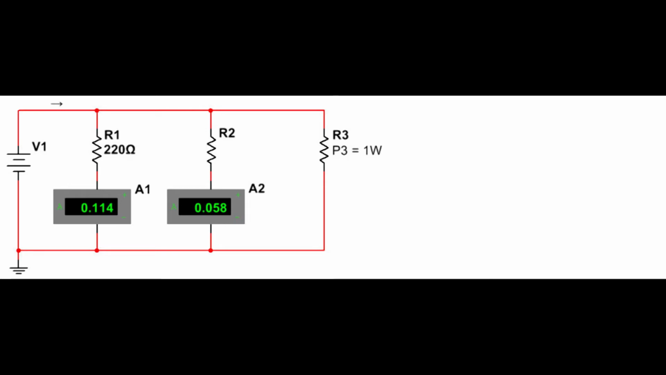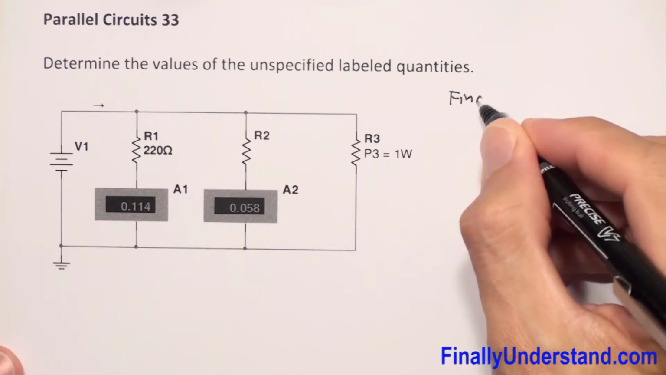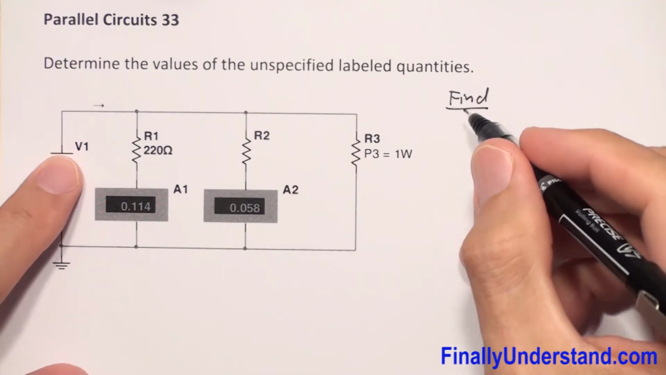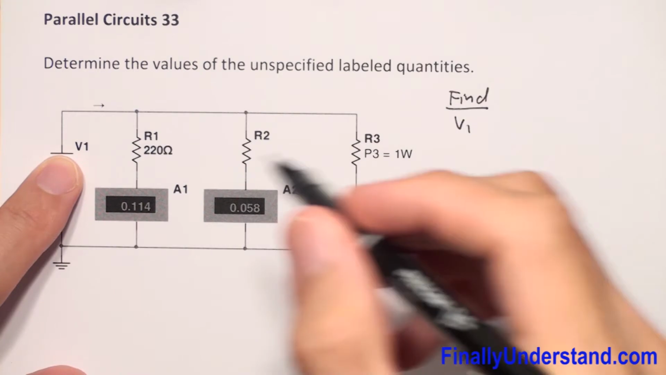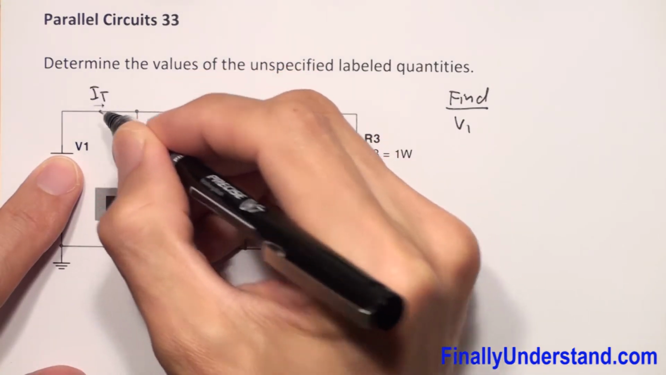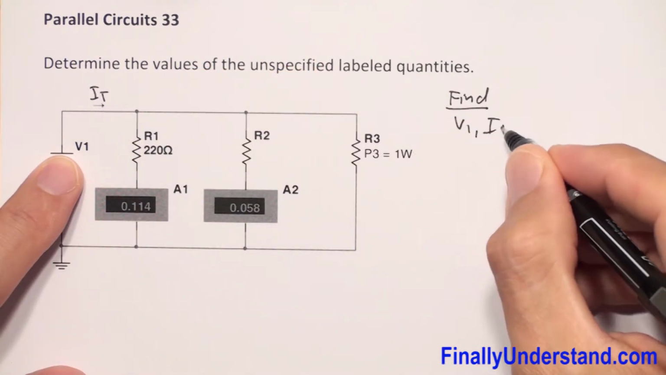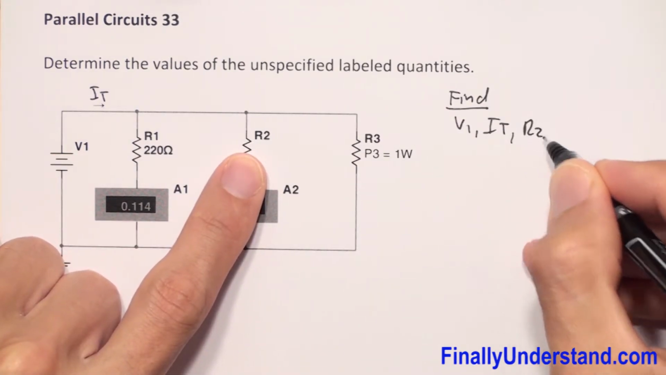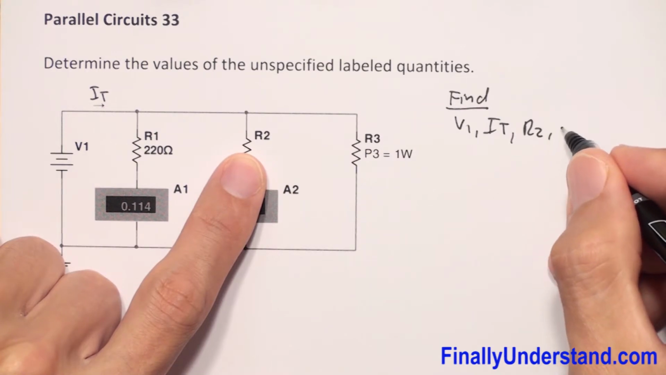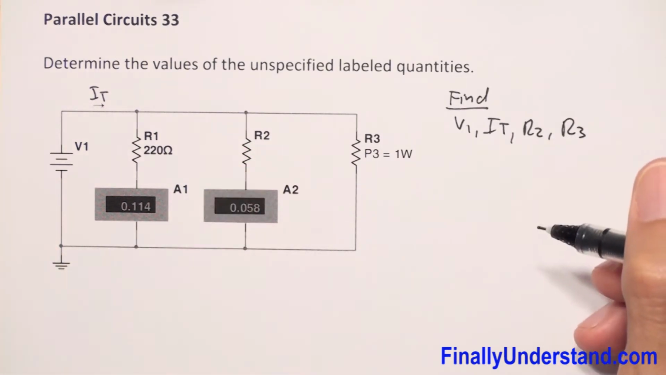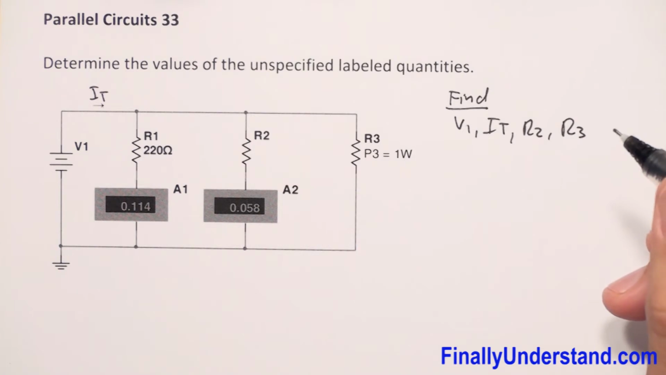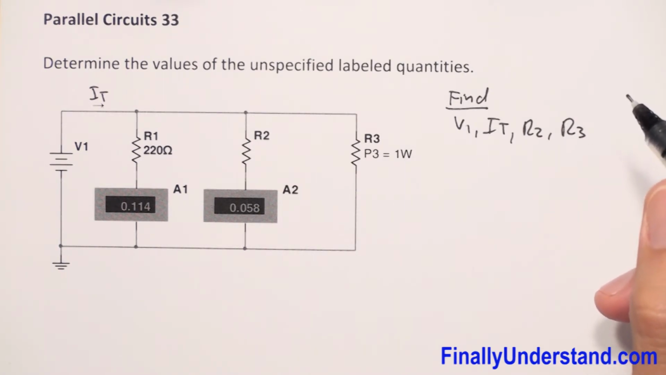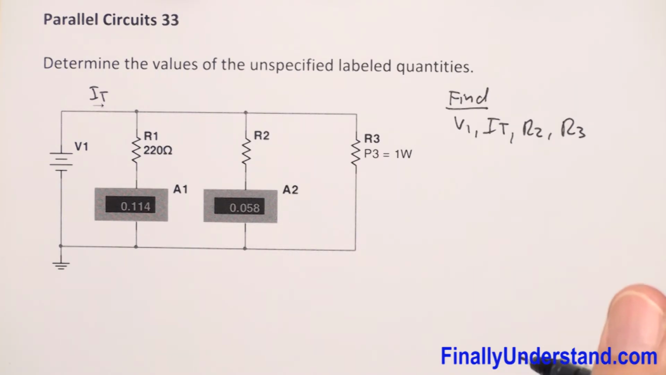Let's take a look at this example. In this problem, we're supposed to find V1. We're supposed to find I total, see they are over here, I total. We're supposed to find resistor R2, and we're supposed to find resistor R3. Always start with the components which have two pieces of information.